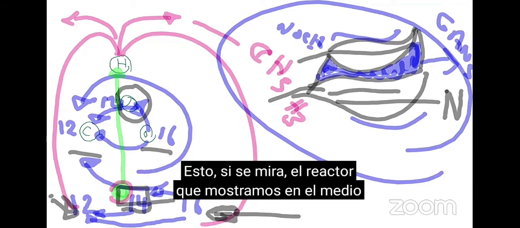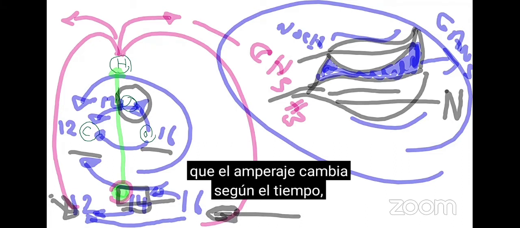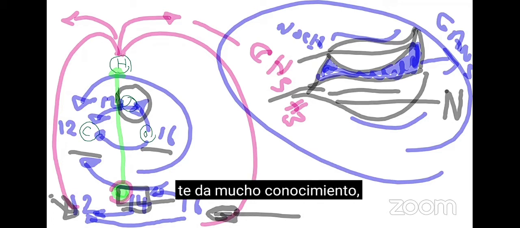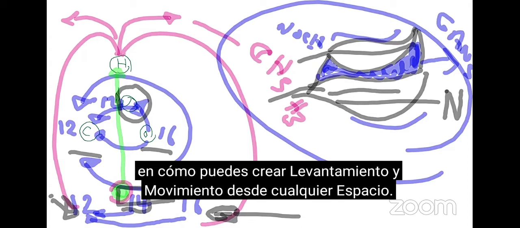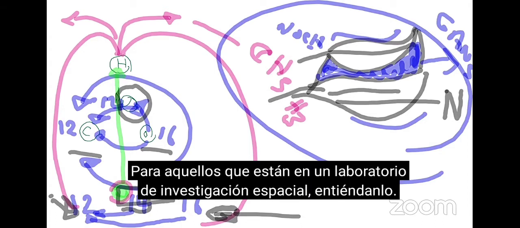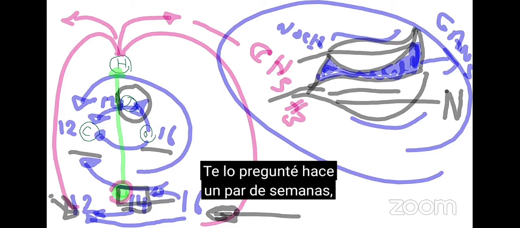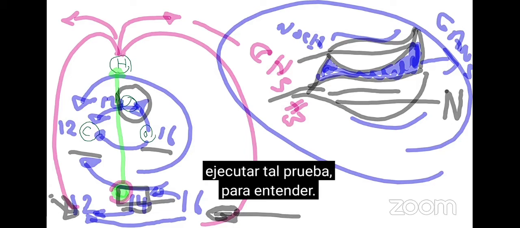If you look at the reactor we showed in between, the amperage changes according to the time. It gives you a lot of knowledge on how you can create lift and motion from any space. For those who are in a space research lab, understand this. I asked you a couple of weeks ago to run such a test to understand.